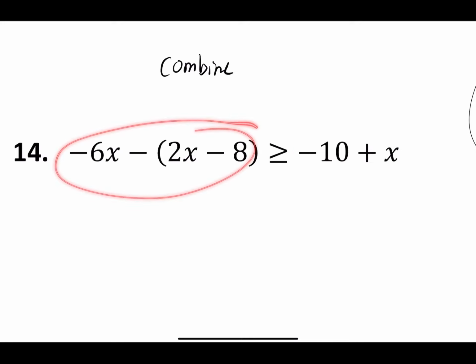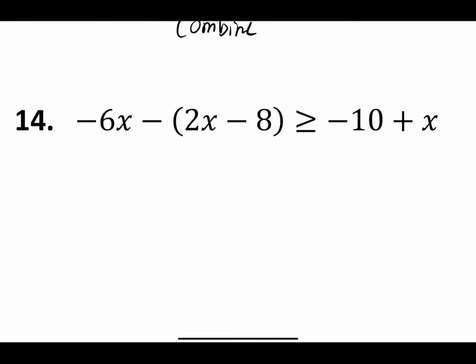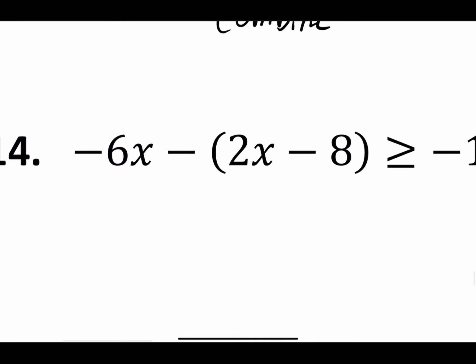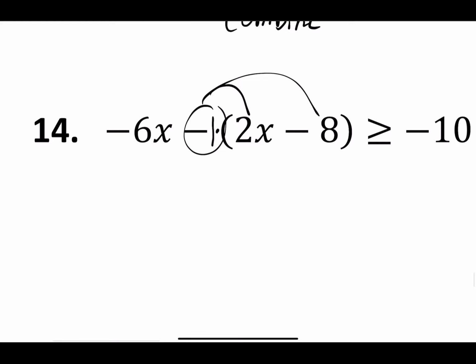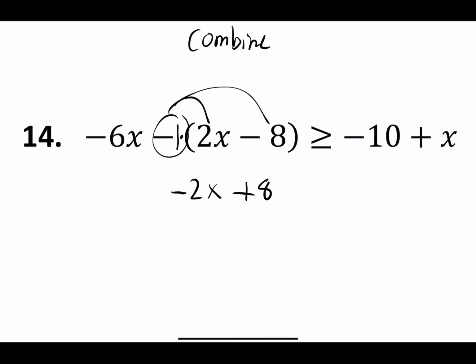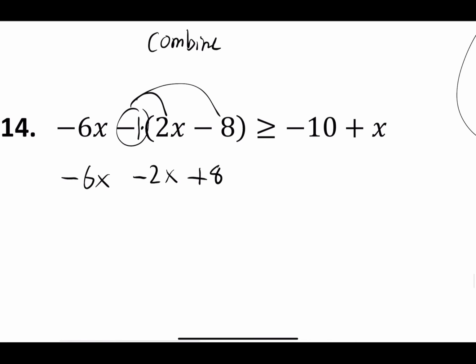But let's fix the left side. I have a negative 6x, nothing to do there, minus a parentheses. Recall, if there's nothing written here, this negative is a negative 1 times that parentheses. We have to distribute that negative to both of these. So positive 2x in the parentheses becomes negative 2x. Negative 8 times negative 1 becomes positive 8. This is distributing the negative. And we bring everything else down. That was the only thing that needs to be done. I have negative 6x here, greater than or equal to negative 10 plus x. Bring everything else down. All we did was the negative 2x plus 8.